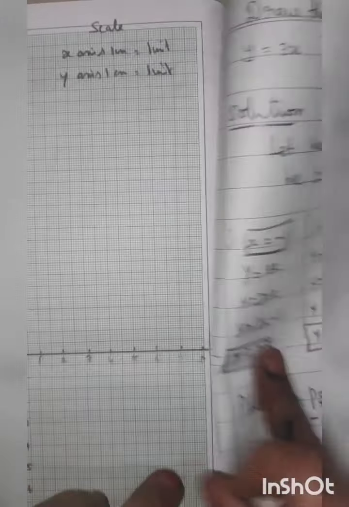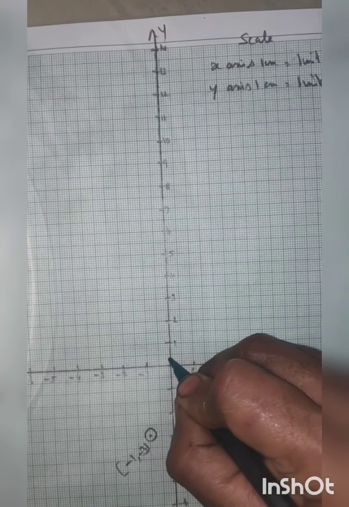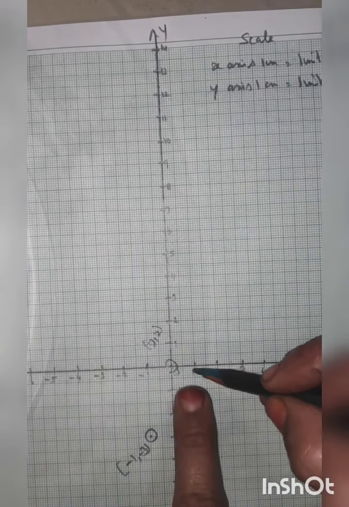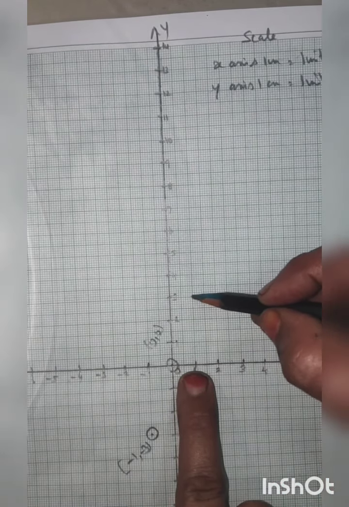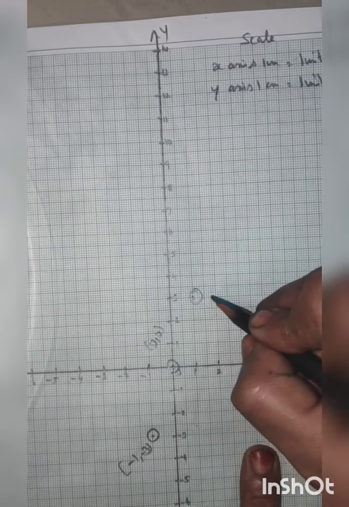Write it. Next point is, what is the point? 0 comma 0. 0 comma 0 is the origin. There you mark 0 comma 0. Next point is 1 comma 3. 1 is here and 3 is there. The two lines coincide. That point is 1 comma 3.